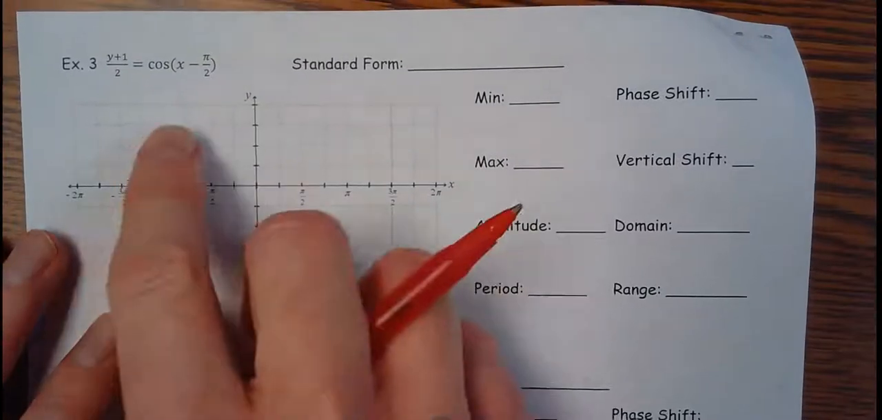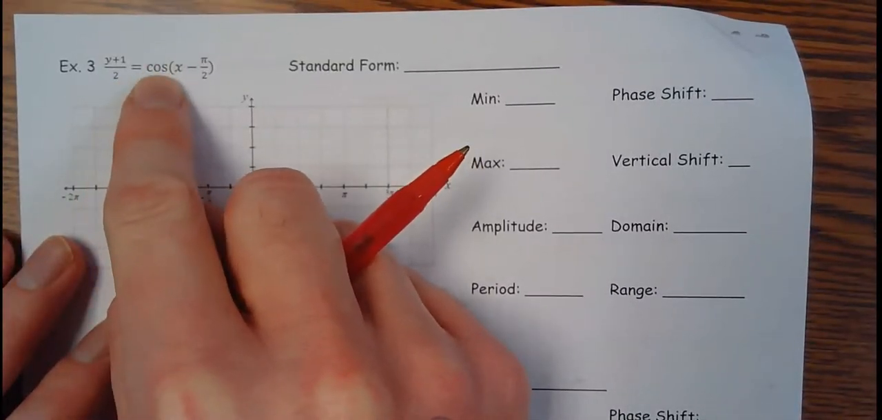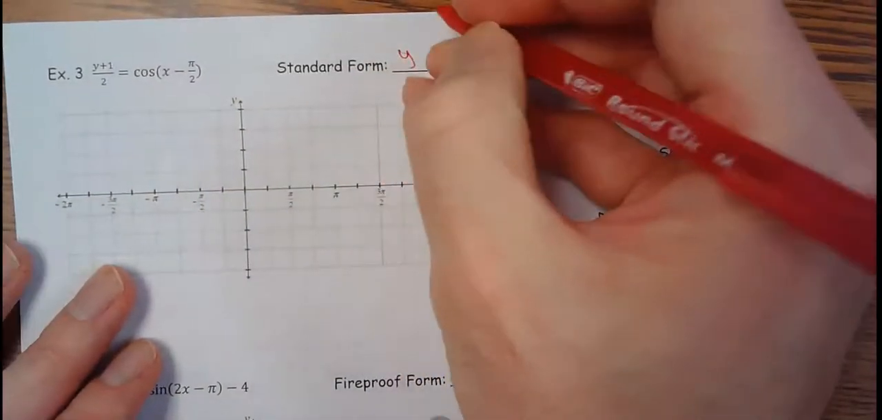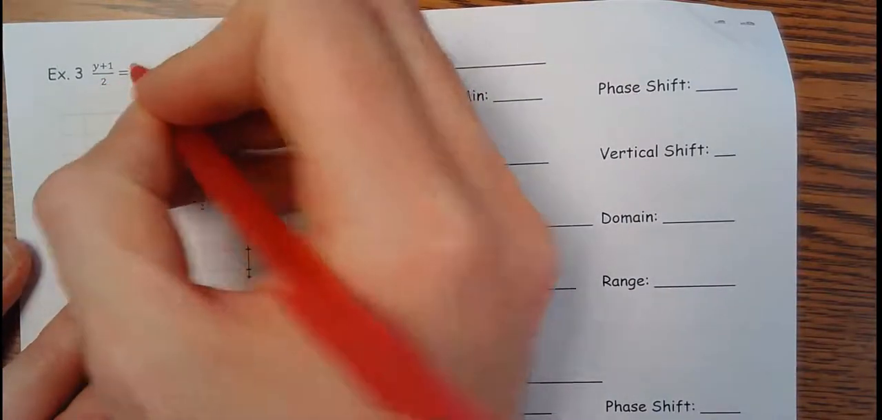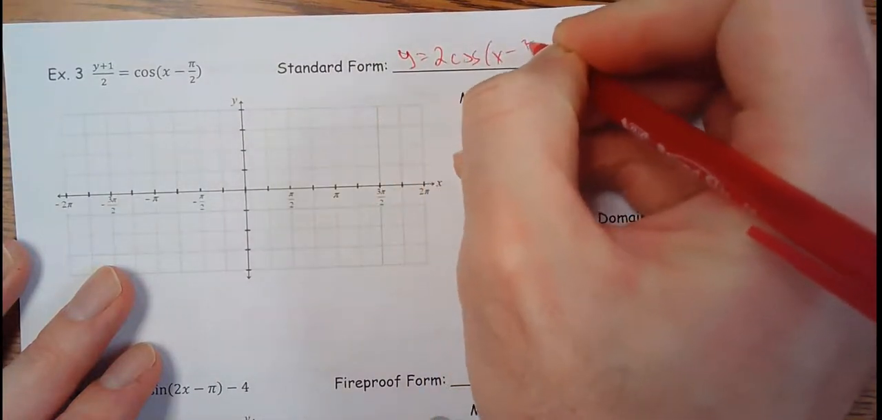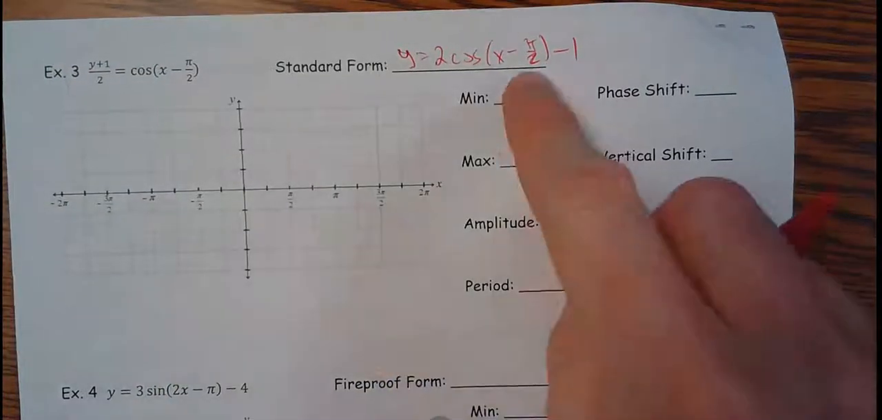Let's see. Now this is in factored form. Notice because cosine's by itself over here. So now we want to write it in standard form, just for practice. So I would want to double this, so I'm going to multiply the 2 over. So that'd be 2 cosine x minus pi over 2, and then subtract the 1 over, minus 1. But I'm still going to use this to do all my answering here.